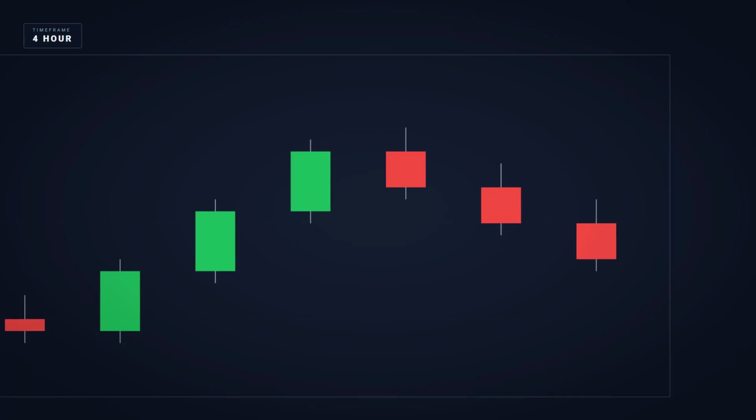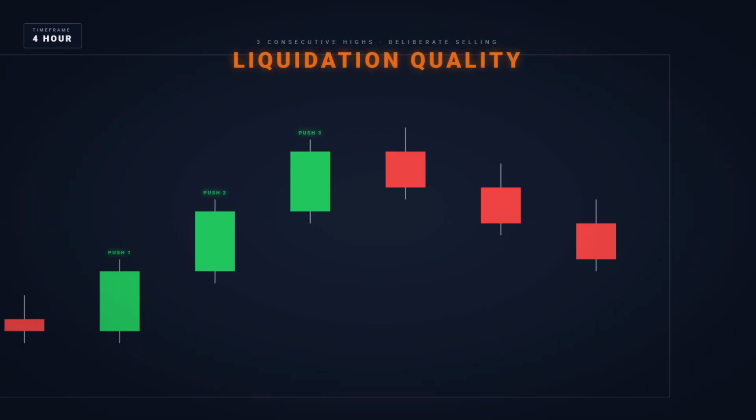This pullback has a different character again, where the first was slow and compressed, and the second was more energetic. This third pullback, after 3 consecutive higher highs, has a liquidation quality to it. There's a sense that some of the long positions built during the entire uptrend are being unwound. The selling is deliberate. It's not panic, but it's not casual either. It has intent.